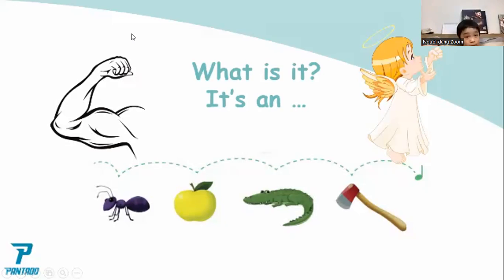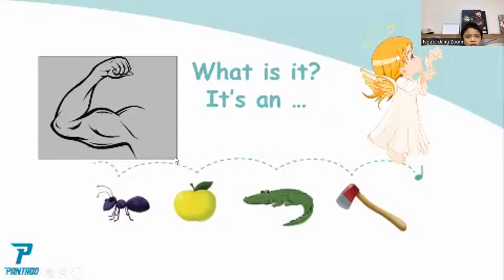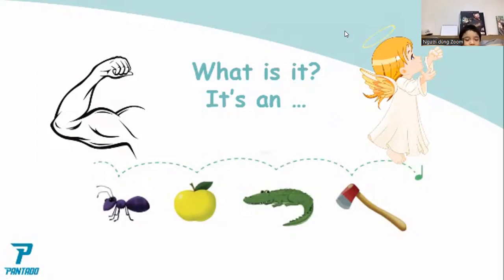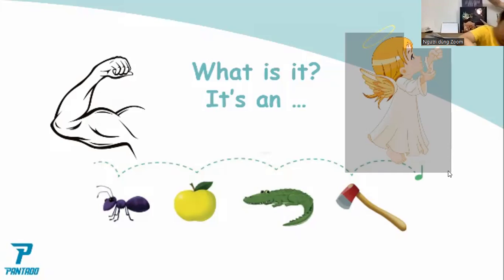Okay, so what is it? So you're going to use this structure. You say, it's an, for example, it's an arm. It is an arm. Very good. What about this one? It's an angel. You say, it's an... Angel. Very good. It's an angel.